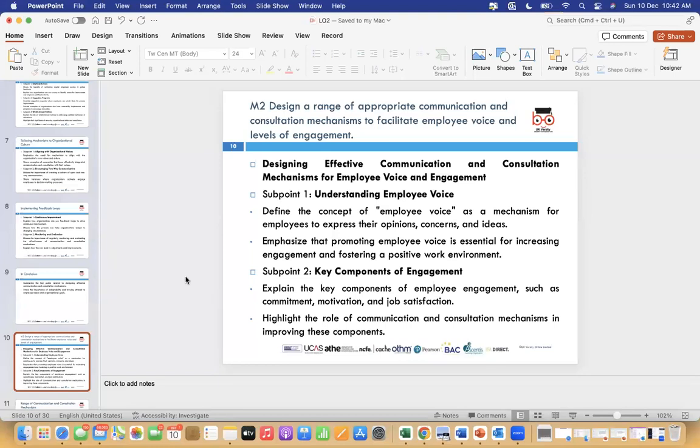So basically, the most important task would be understanding employee voice. As I mentioned in the previous example that I gave, listening to your associates is so important so that they can have a positive work environment. And it also increases engagement because they are engaging with you more.